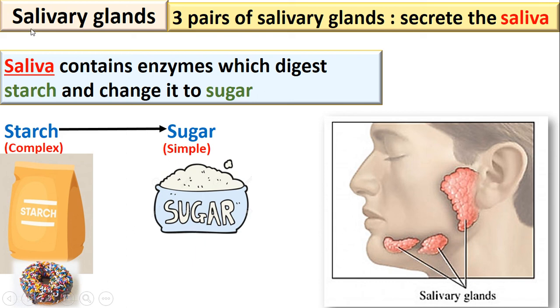So we have how many pairs of salivary glands? 3 pairs. Super. What is the function of salivary glands? Secrete or produce the saliva. Excellent. Okay, what is the function of saliva? It contains enzymes digesting the starch to sugar.